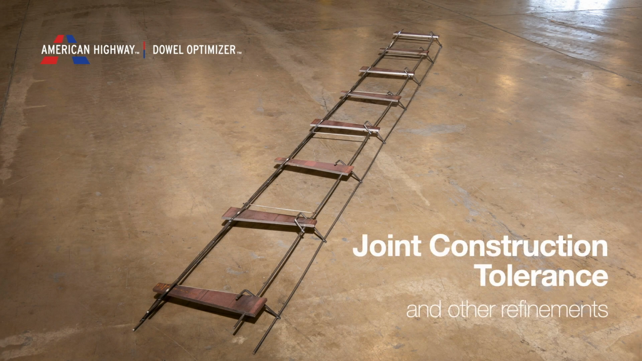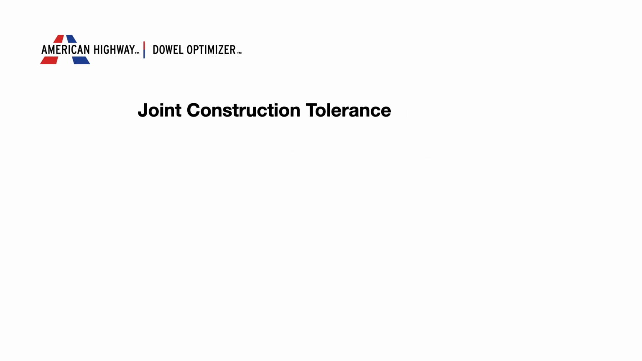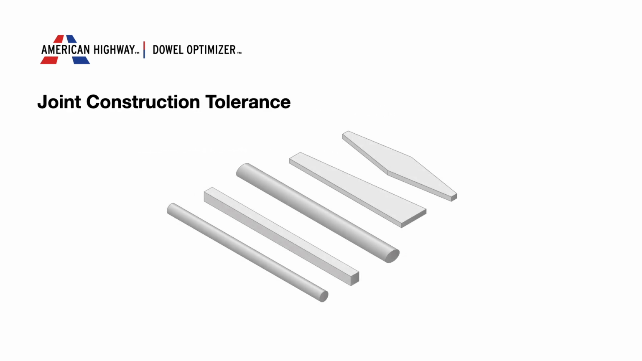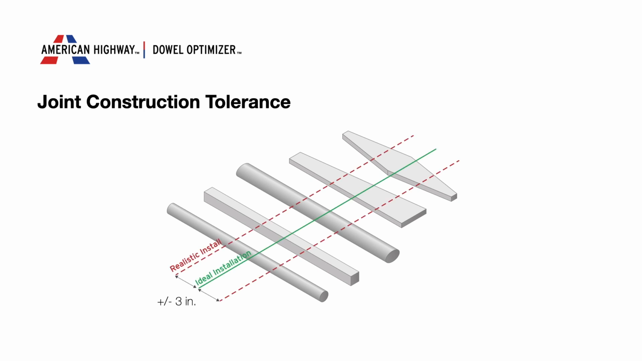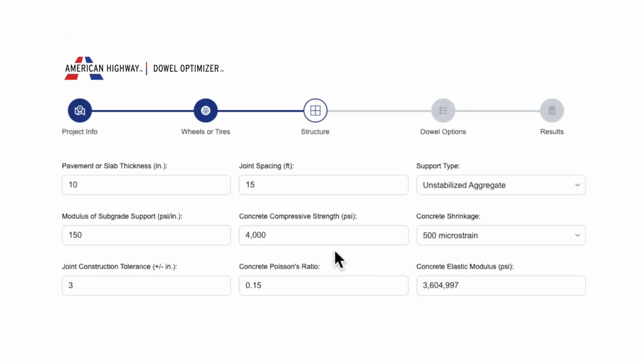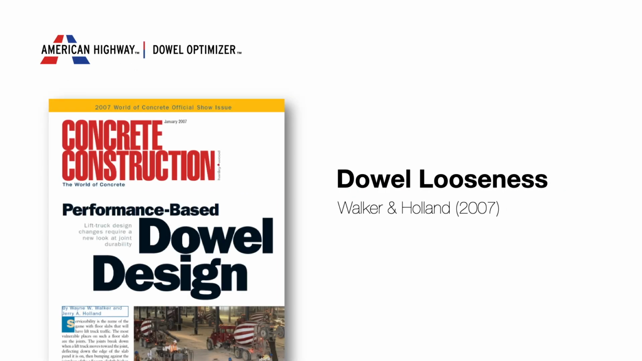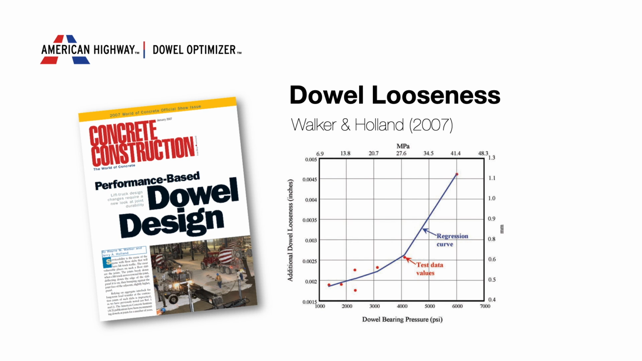Lastly, addressing joint construction tolerance and other refinements. Beyond these core improvements, the Dowel Optimizer also accounts for joint construction tolerance, often a source of real-world dowel performance issues. For standard users, a default tolerance of plus or minus 3 inches is applied to all dowel types except diamond and rectangular shaped dowels. These two are assigned a much smaller tolerance of plus or minus 0.3 inches. Advanced users can modify these values as needed. Additionally, a dowel looseness model adapted from earlier work by Walker and Holland is included until further field data becomes available.